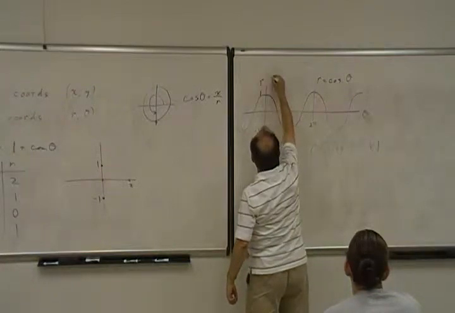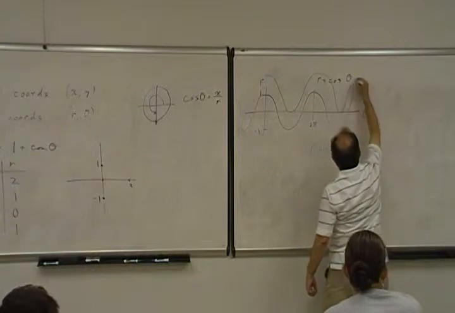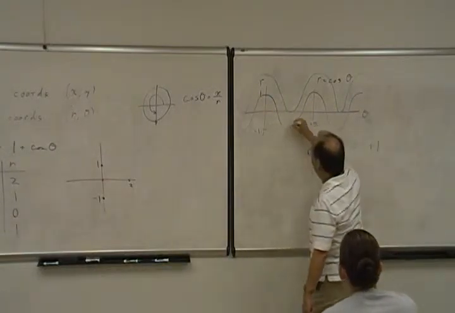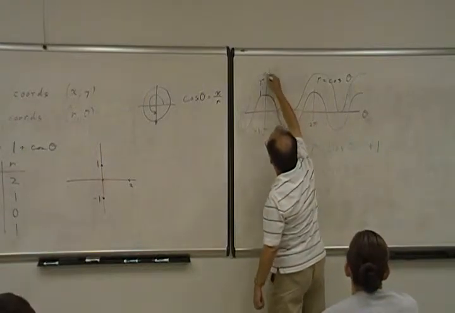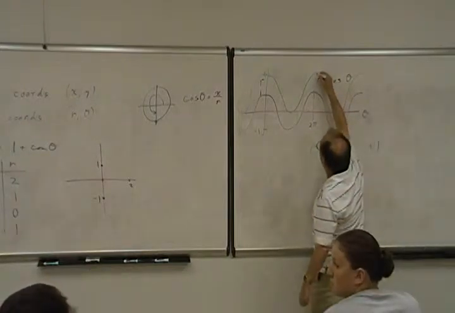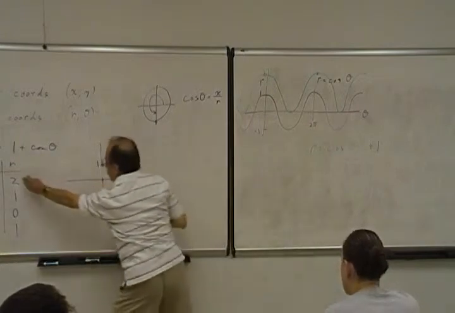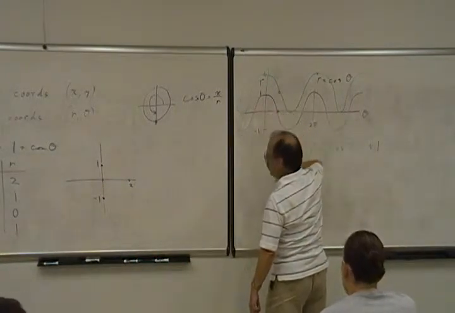Shift it up by 1. So where it used to be -1, it's now 0. Where it used to be 1, it's now 2. And now if you look at the green curve, at 0 it's 2. That's what this says. At pi over 2, it is 1.